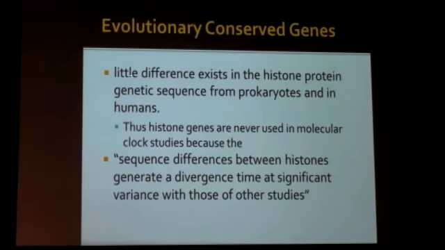Okay? A little difference exists in the histone protein. This is because they're evolutionarily conserved. If you look at the histone proteins, these are the proteins that the DNA is wrapped around. You find that they're almost identical in all life forms that have chromosomes. So we don't use histones as part of the molecular clock because you're always going to get a divergence of time, since the histones are virtually identical in all life forms that utilize chromosomes.